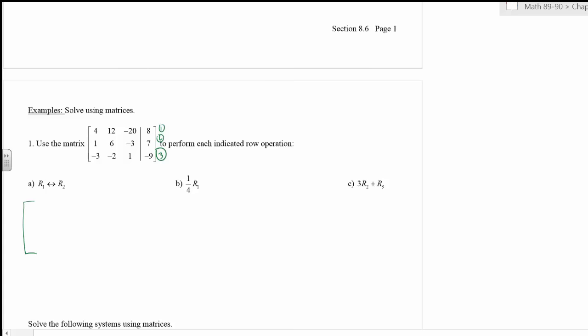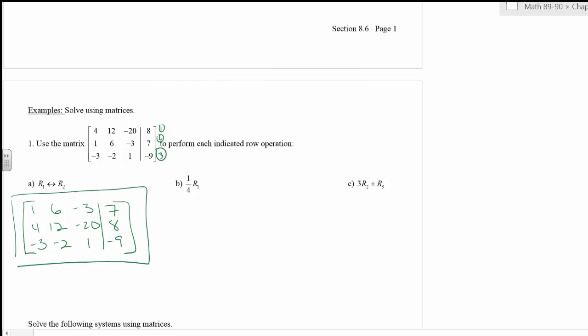If you're going to interchange row 1 and row 2, then you write row 2 first. So the top row would become 1, 6, -3, 7. Then row 2 would become 4, 12, -20, and 8. Notice row 3 didn't change at all, so it's just -3, -2, 1, -9. And that's your final answer. So that's what it looks like to interchange a row.